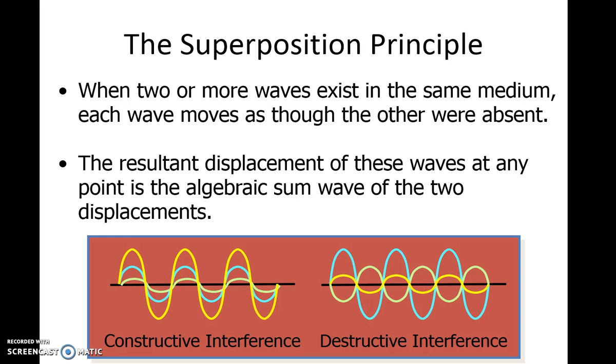The superposition principle. When two or more waves exist in the same medium, each wave moves as though the other were absent. So the resultant displacement of these waves at any point is the algebraic sum of the two displacements. So what happens is, like on a trampoline, if you guys do a double jump, you can get someone going higher because you're using the energy of both. So we have constructive interference where the waves are happening at the same time, so you get a resultant higher wave if you put them together. And the same thing, if you have a trough at the same time a crest is going, it lowers the resultant wave.